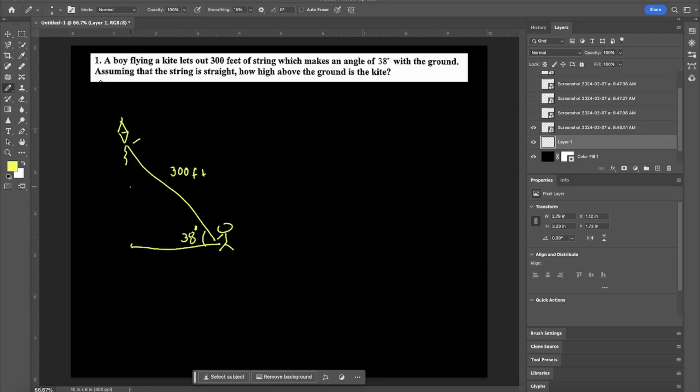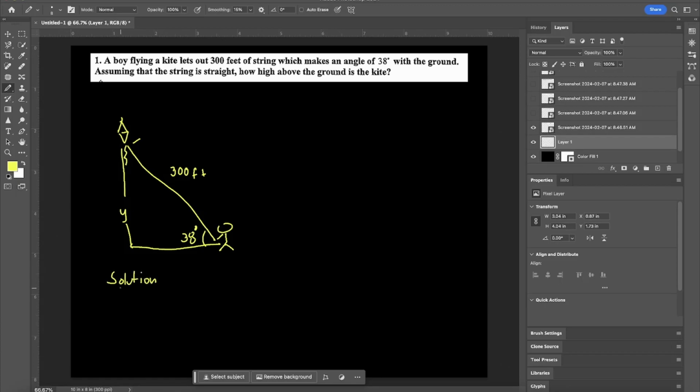And we're being asked how high above the ground is the kite. So this is the distance from the ground to the kite, and that is what we are being asked about. So we now have our diagram. Our next part is we are going to create our solution.